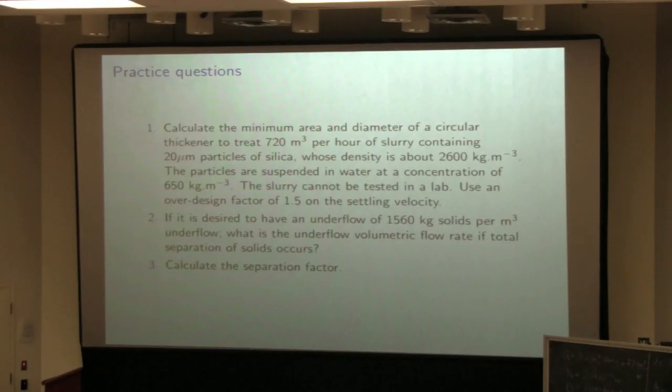All our solids coming in leave at the bottom. If the desired concentration is 1,560 kilograms of solids per meter cubed, what is going to be the flow rate of this stream? In other words, what is the pump size we need to design for down here, for the volumetric flow rate in meters cubed per second?